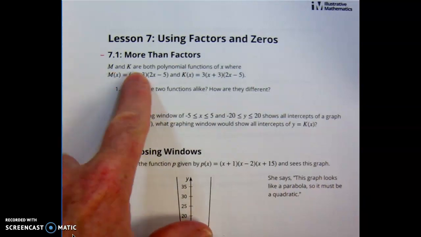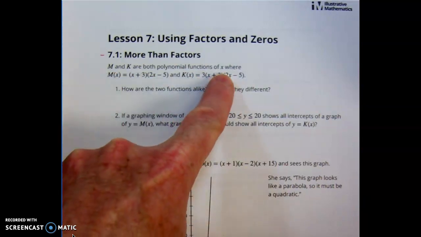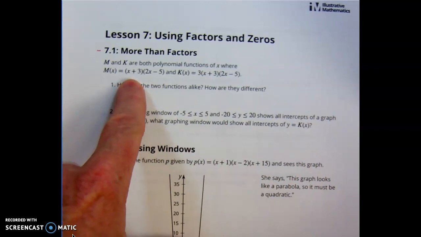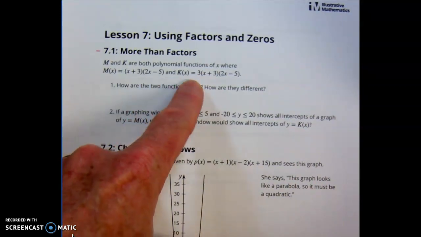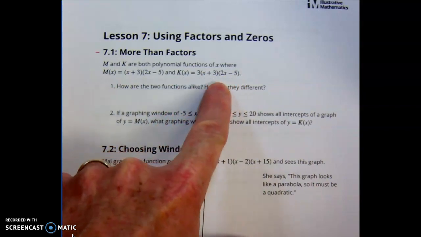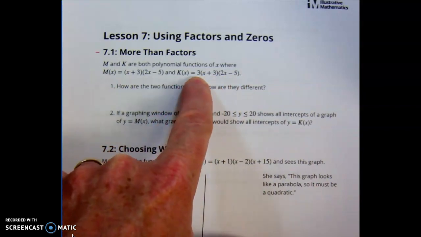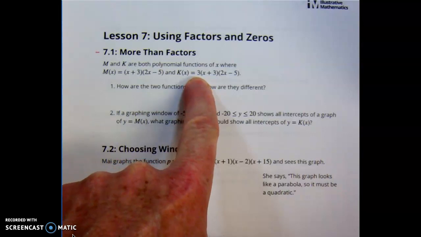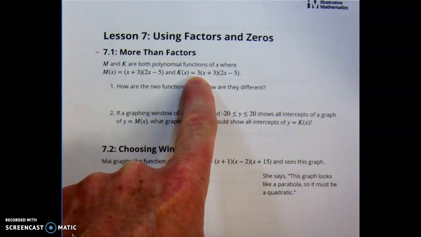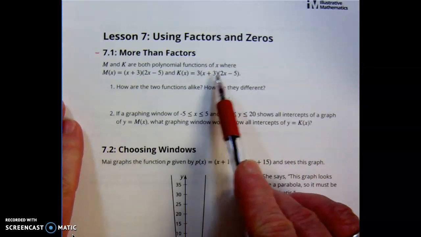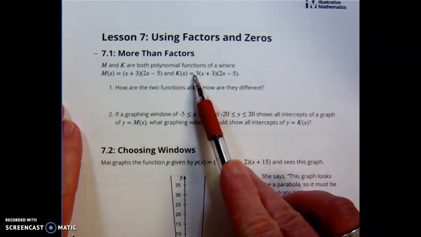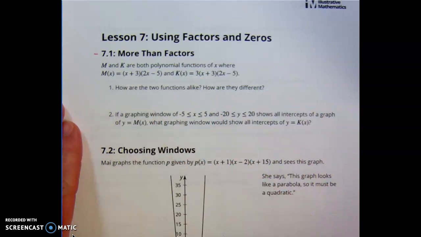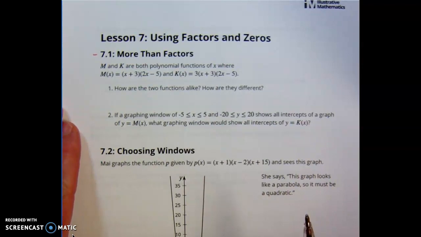It says m and k are both polynomial functions of x, where m of x is x plus 3 times x minus 5, and k of x is exactly the same except for that 3 in the front. So the question is, how are they the same and how are they different? Well, obviously they're the same because these two factors match, and they're obviously different. This one has a 3 where this one doesn't. Okay? All right, so we want to graph these and consider what happens here.